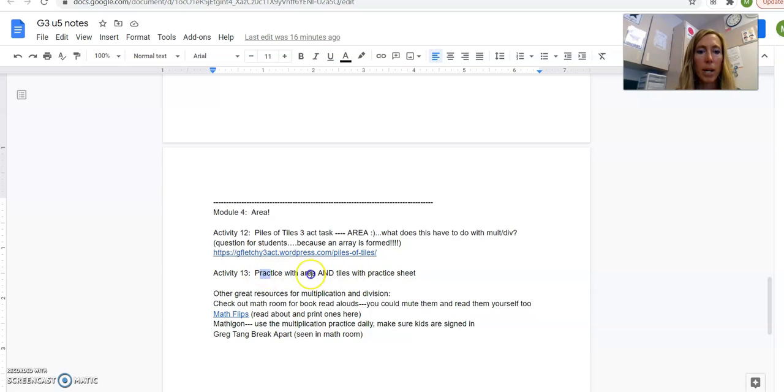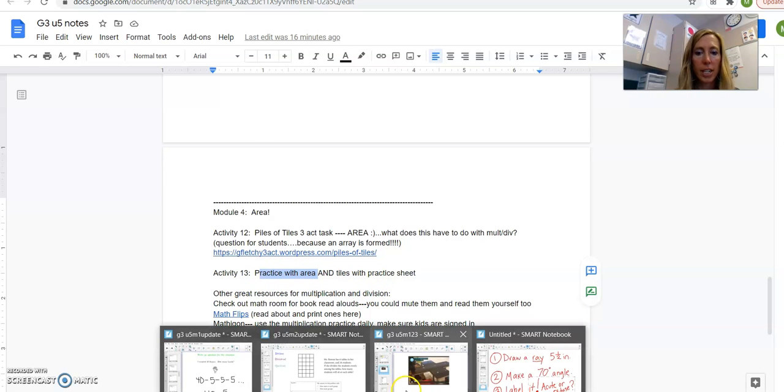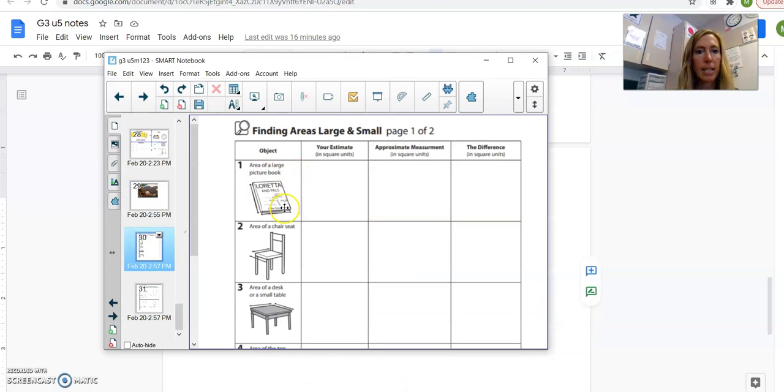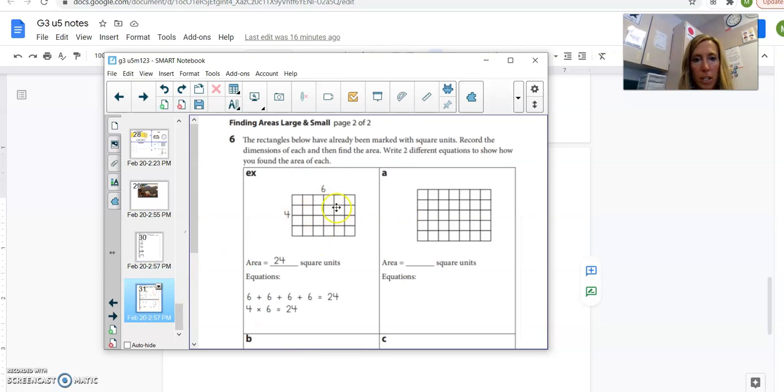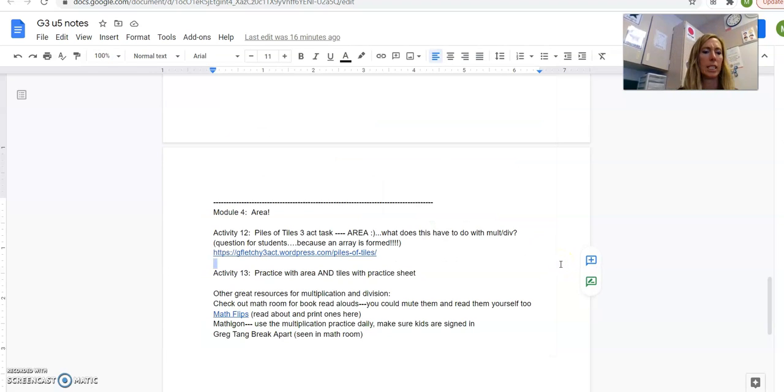And then just practicing with it, with the actual tiles and seeing various things around the room like this, the area of a picture book. So go ahead and take your tiles and see what it is with tiles, or use a ruler, okay? But we're trying to get them to see those square units. And then we have practice pages just like this where they literally see the squares. Okay, and we use our multiplication sentence or our repeated addition to help us solve it.